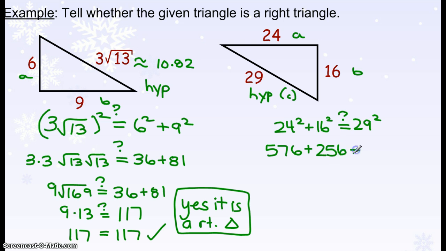She needed a calculator for that one. She's lying. I believe this one is 841.